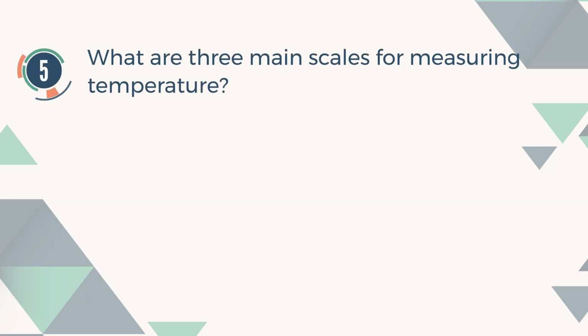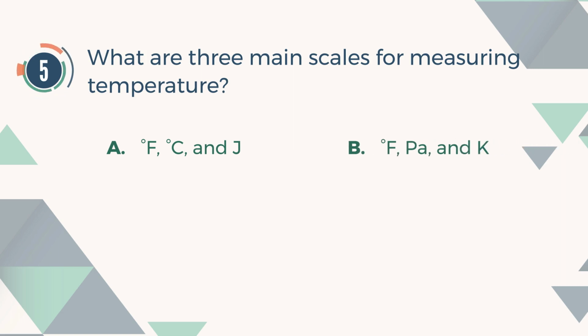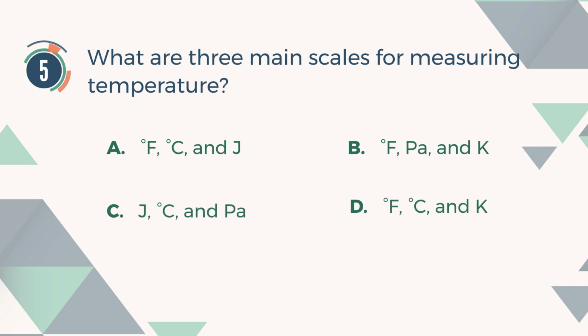Number 5. What are three main scales for measuring temperature? A. Fahrenheit degree, Celsius degree, and joule. B. Fahrenheit degree, Pascal unit, and Kelvin unit. C. Joule, Celsius degree, and Pascal unit. D. Fahrenheit degree, Celsius degree, and Kelvin unit.